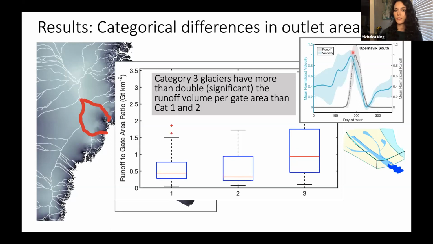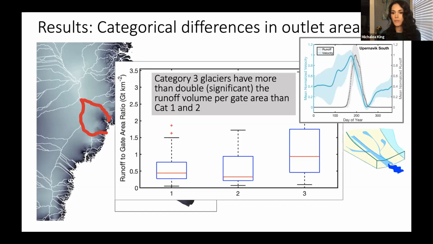And this is actually really interesting and kind of supports our earlier arguments about Category 3 glaciers, because they overwhelm their system so early in the melt season, where that switch takes place really early on, that it only needs a very little additional amount of melt to blow out that system and form these efficient channels.